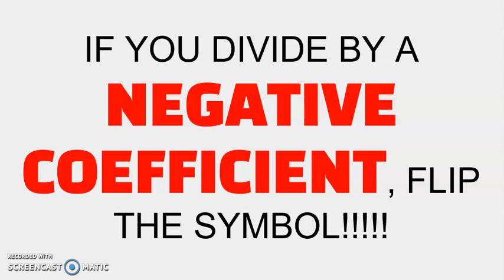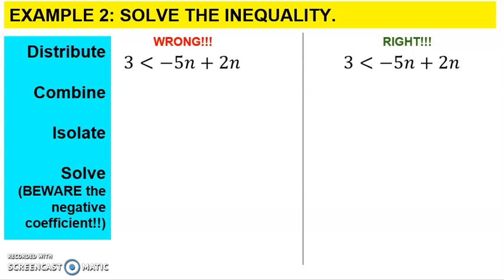You need to write this down. If you divide by a negative coefficient, the number attached to your variable, flip the symbol. And we're going to go through this the right way and the wrong way so that you understand what this is. So we look for distribution. We're going to split your page in half. We're going to do the same problem twice so you can verify wrong versus right.